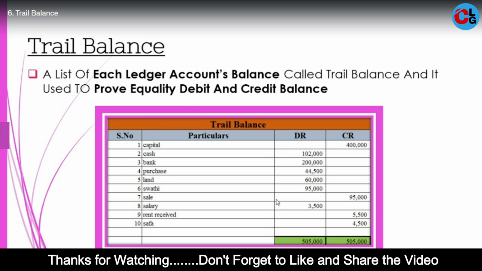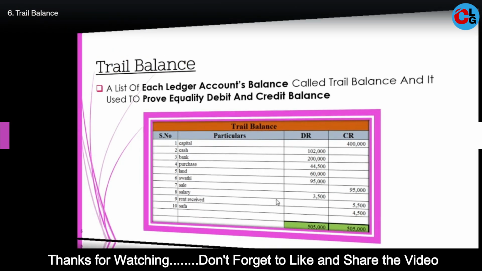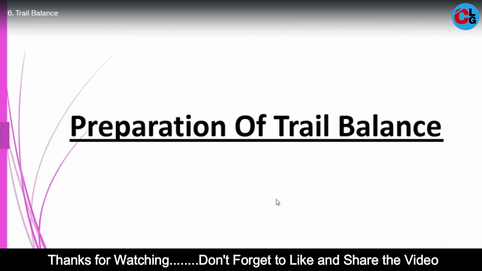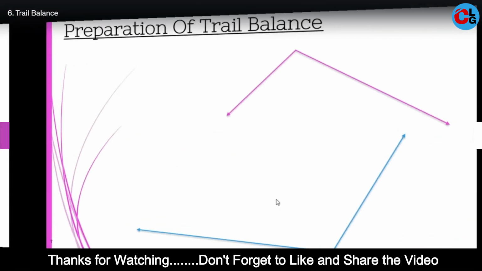Right? Why do we prepare the trial balance? The trial balance is prepared to prove the equality of debit and credit balances. If the debit and credit balances are the same amount, it means that the ledger account balances are correct. Right? So that's why we prepare the trial balance. Now we are going to look at how to prepare the trial balance.